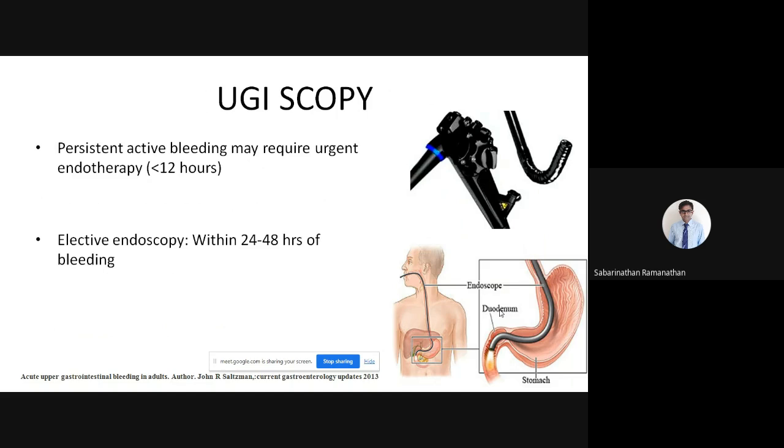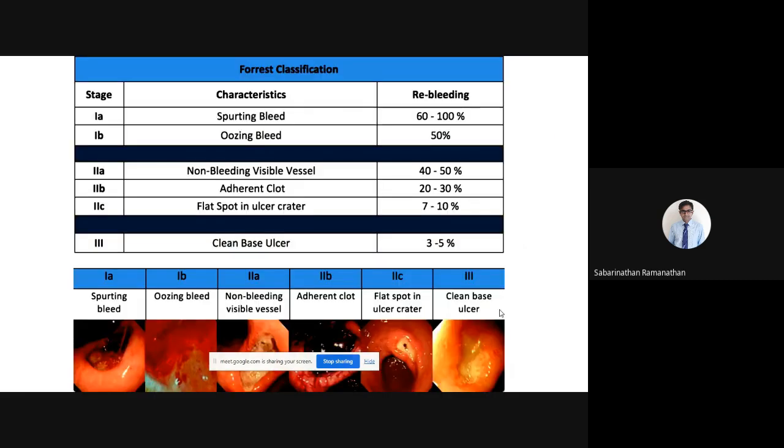And the role of endoscopy is the main role. Patients with persistent active bleeding may require urgent endotherapy, that is within 12 hours, which is called urgent endoscopy, and we can go for an elective endoscopy at 24 to 48 hours of bleeding. We use a classification called the Forest classification, with class 1 to 3: 1A, 1B, class 2A, 2B, 2C, and class 3.